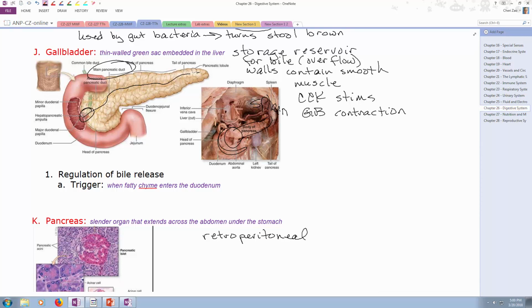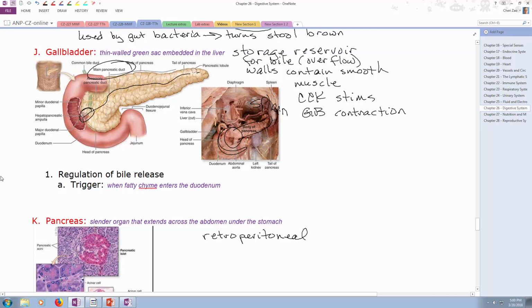And then that sphincter is going to be associated with the hepatopancreatic ampulla, and that will relax when secretin or cholecystokinin is actually released for us. So that's a little bit of that story for that picture there.